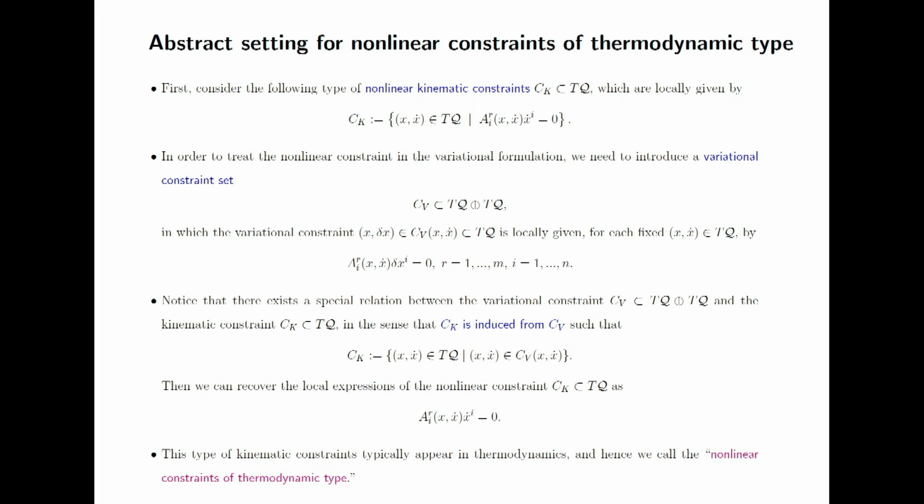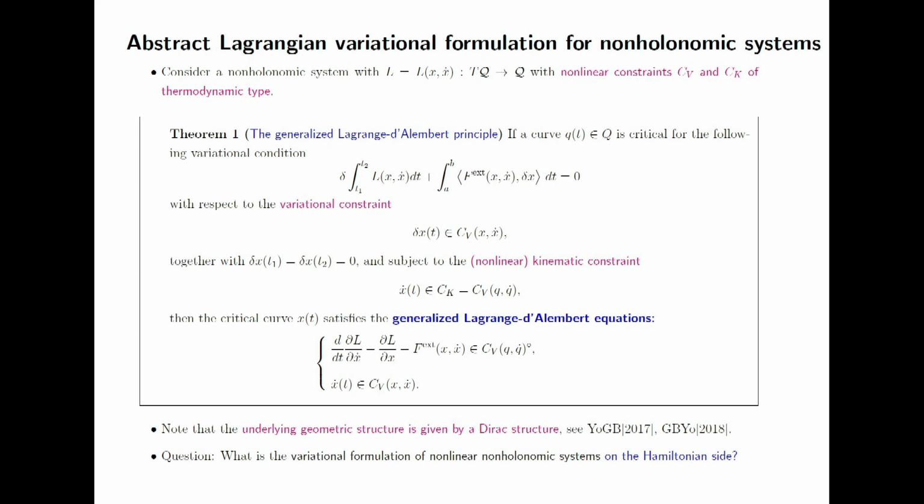Now, this is a typical situation in non-equilibrium thermodynamics. We call this type of constraint the nonlinear constraint of thermodynamic type. Okay, this is a key issue. And so this is an abstract Lagrangian variational formulation for nonlinear non-holonomic systems.